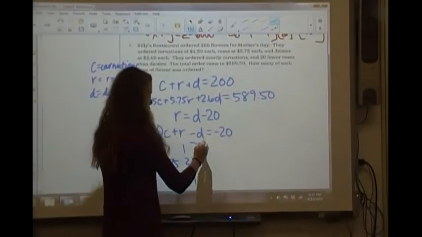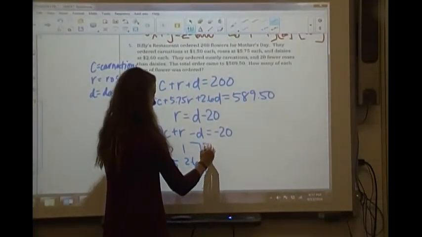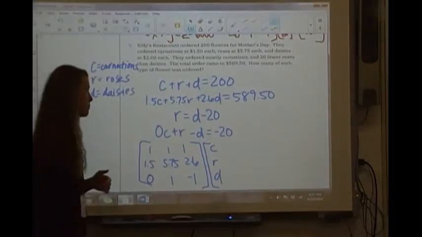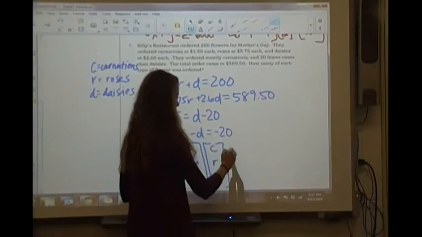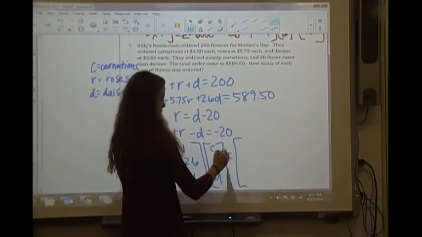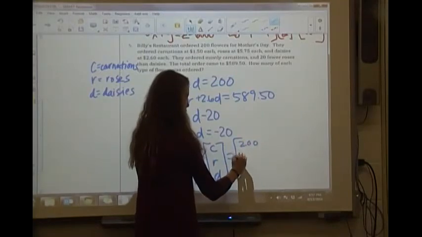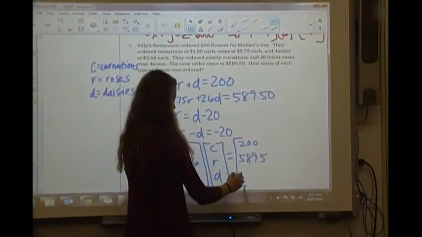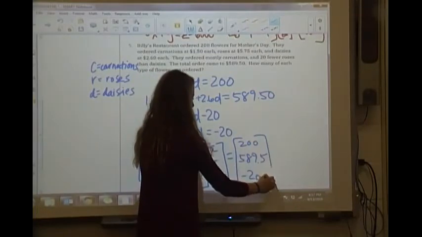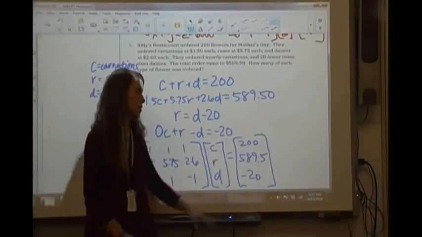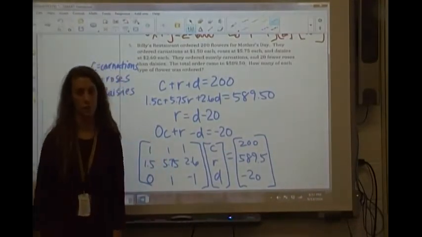Then my variable matrix is going to be C, R, D. Make sure that those are in the order that you wrote them. And then finally my constant matrix, as these are being multiplied, is 200, 589.5, and negative 20. And so we're going to type matrix A and matrix B in our calculator and solve for A inverse B.